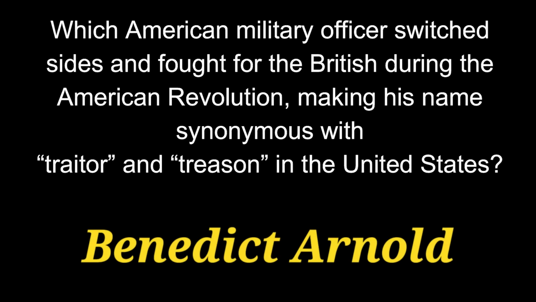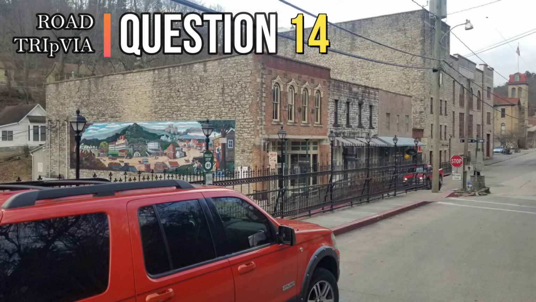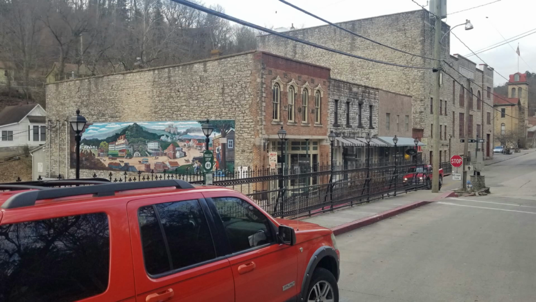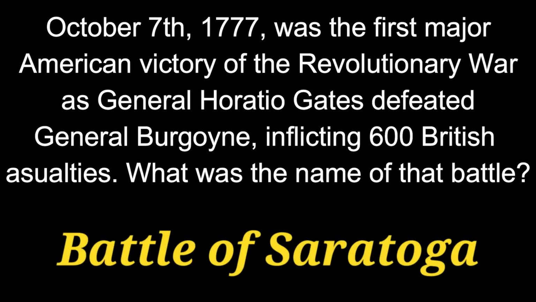The answer is Benedict Arnold. Question 14. October 7th, 1777 was the first major American victory of the Revolutionary War as General Horatio Gates defeated General Burgoyne, inflicting 600 British casualties. What was the name of that battle? The first major American victory was at the Battle of Saratoga.